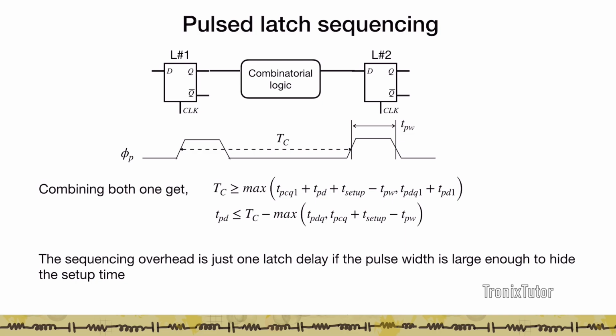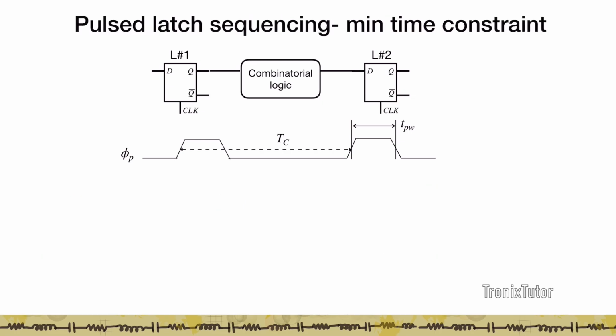And what you see here therefore is the sequencing overhead is typically just one latch delay if you choose the pulse width to be large enough. That is, if you choose this pulse width to be equal to the setup time, then you're going to see that the sequencing overhead is very small. So this sequencing technique gives you the smallest sequencing overhead.